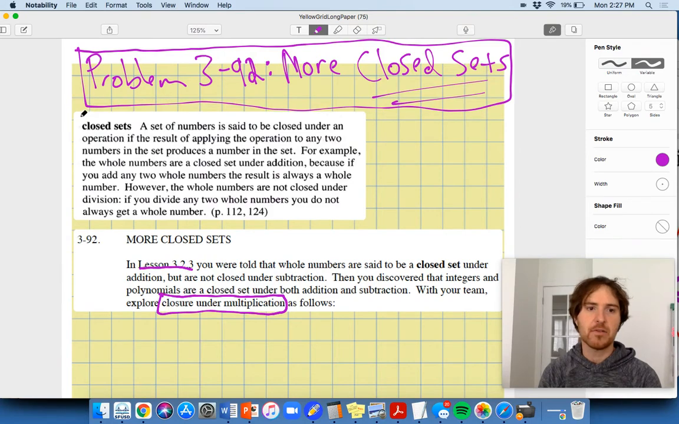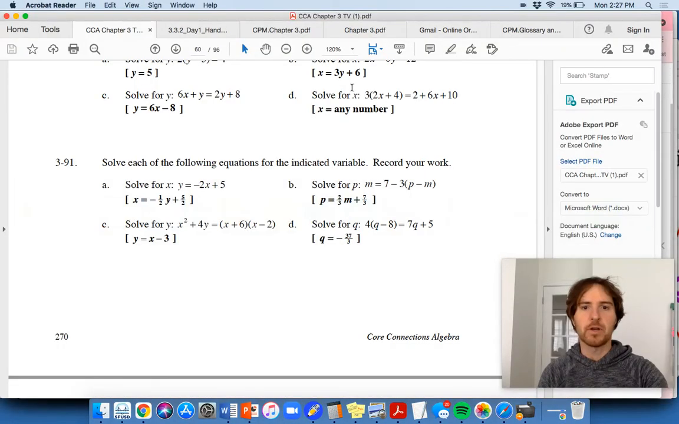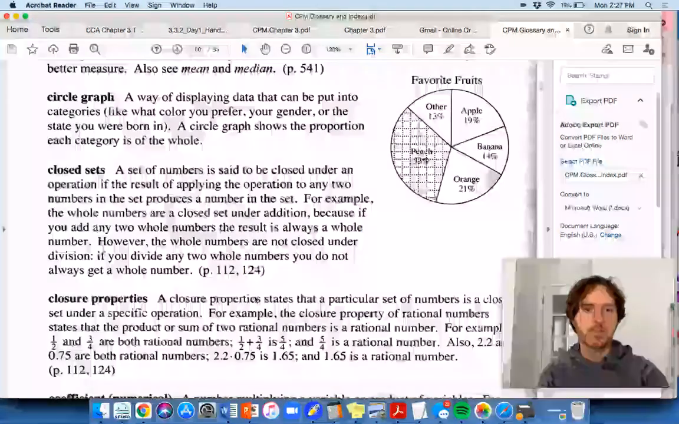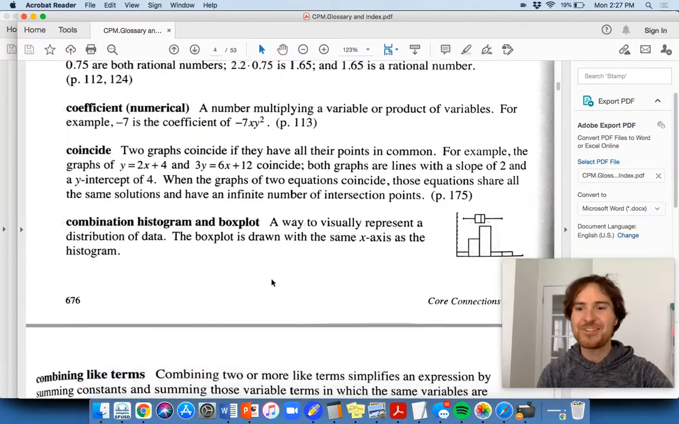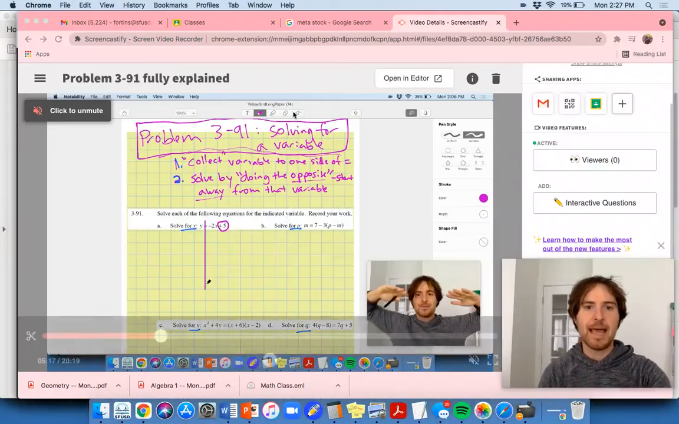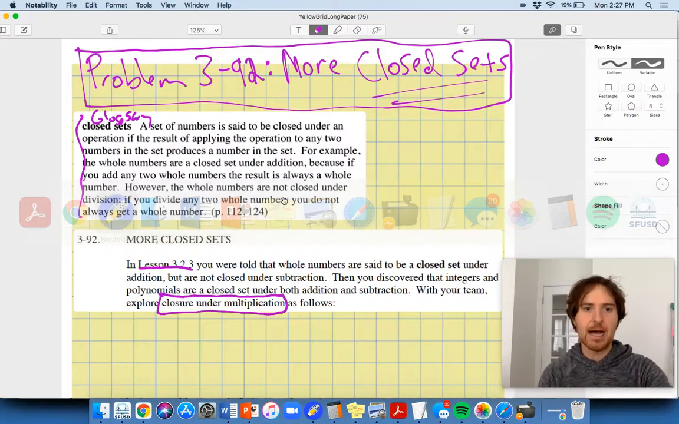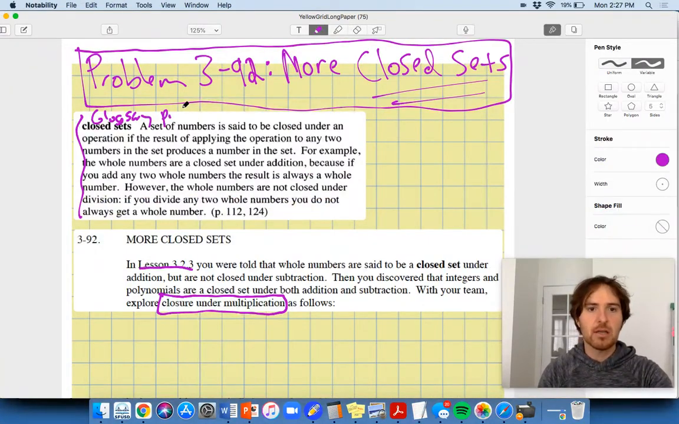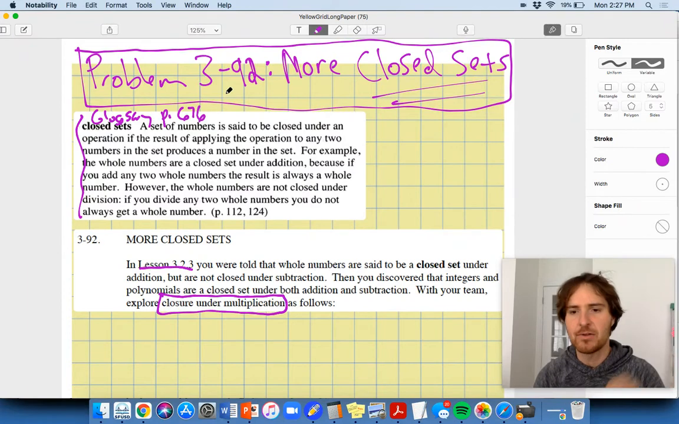So here, I got this here. This is from the glossary, right? Glossary is in the back of the book. Okay, where did I get this from the glossary? I got it from over here. Glossary, page 676. How about that? Page 676, we got closed sets here. It's in the back of the book here.